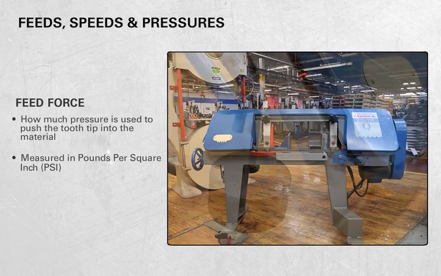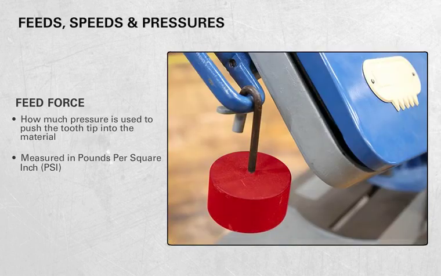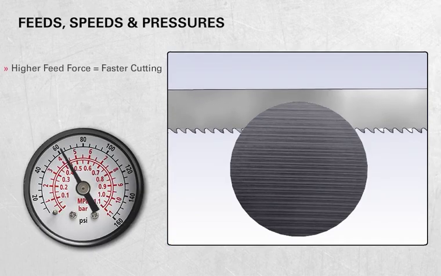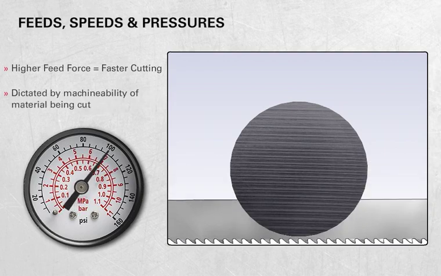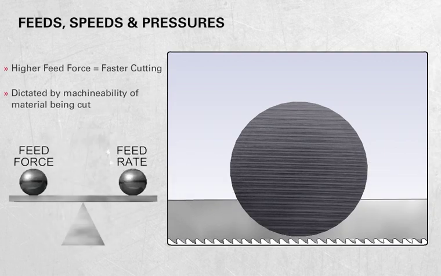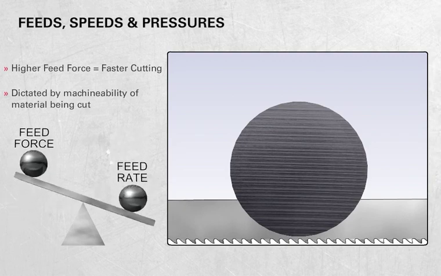In these cases, it is not uncommon to see extra weight applied to the bandsaw machine head in order to increase the pull of gravity. In general, higher feed force will allow for faster cutting, but this is dictated by the machinability of the material being cut. Feed force works in conjunction with feed rate, so you'll need to find a balance between the two.